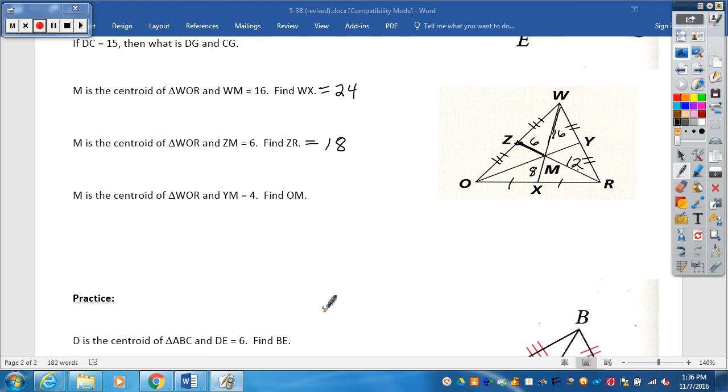And last one, M is the centroid of WOR, and YM is 4. Let me clear some of this off so we can see a little bit better. YM is 4. So we want to figure out what OM will have to be. Well, that's pretty simple, because if I take this one and I double it, I get this length right here. So that length will be 8, and we know that OM will be a length of 8.